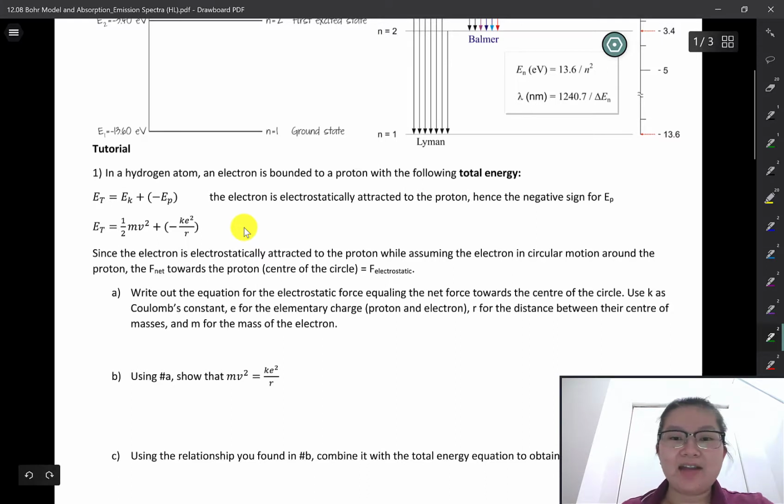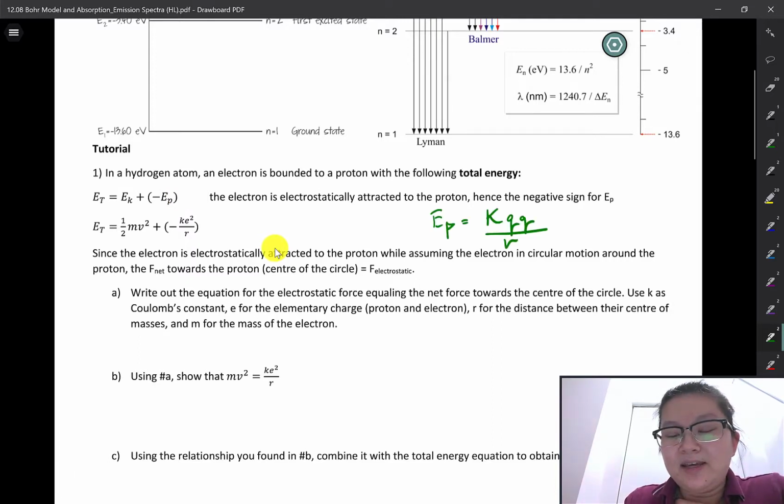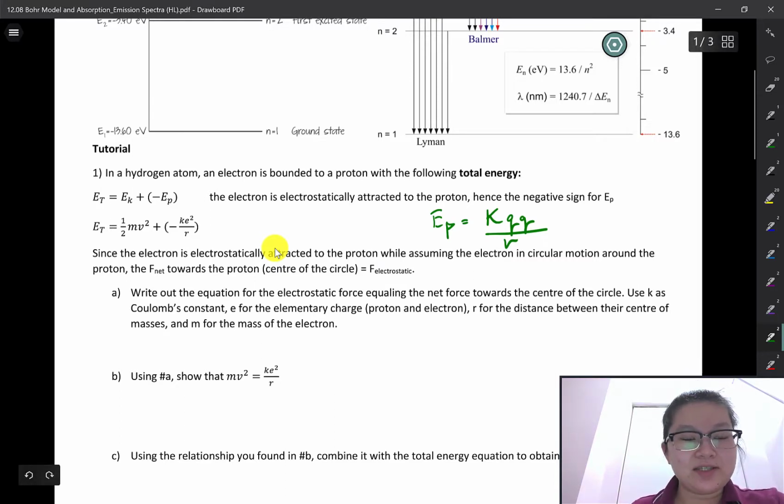Using that and total energy, where total energy is the kinetic energy plus the potential energy, here the potential energy is negative because it is attractive to the proton itself. When you put in a negative charge for the electron and positive for the proton, we get a negative potential energy EP. Essentially, here is what we get: k q q, and since these are elementary charges, we just write e squared over r, which is the separation.